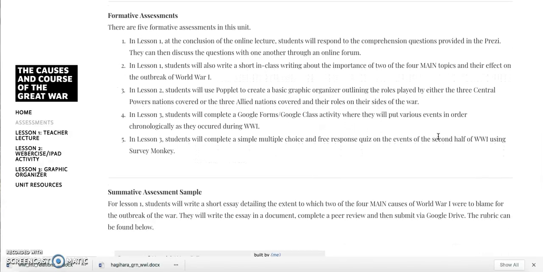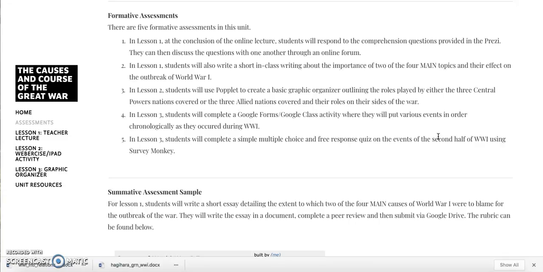As a part of this unit, there are 5 formative assessments: 2 in Lesson 1, 1 in Lesson 2, and 2 in Lesson 3. In Lesson 1, the first formative assessment is the responses that students provide to comprehension questions that are provided in the Prezi lecture. They'll be able to discuss the questions with one another through online forums and collaborate as a whole in their understanding of this lecture.